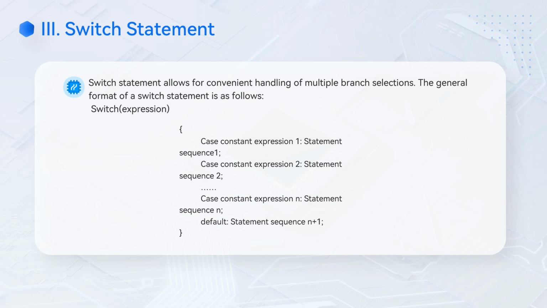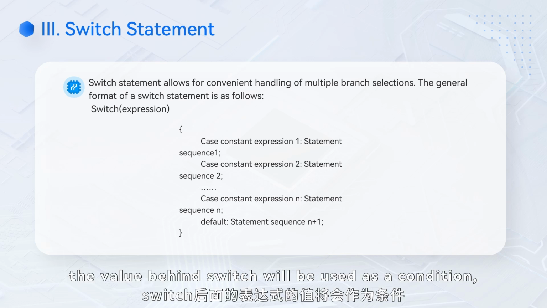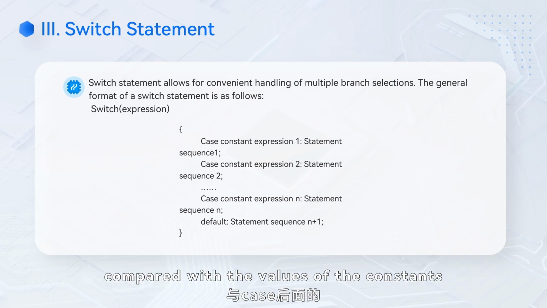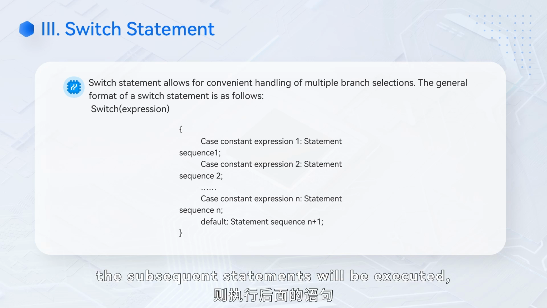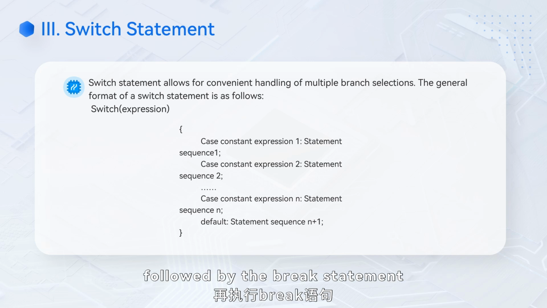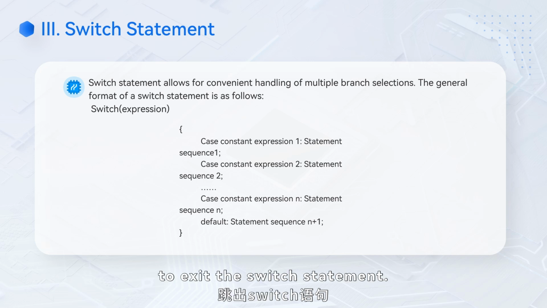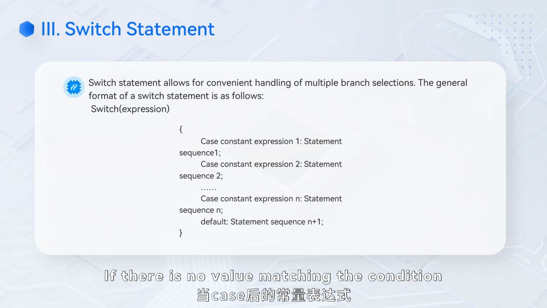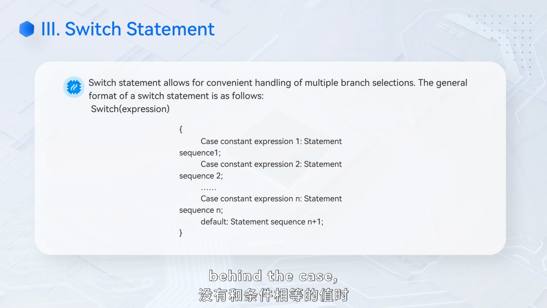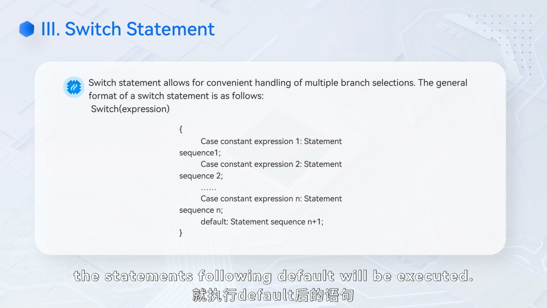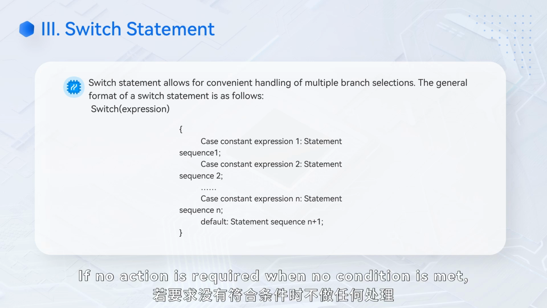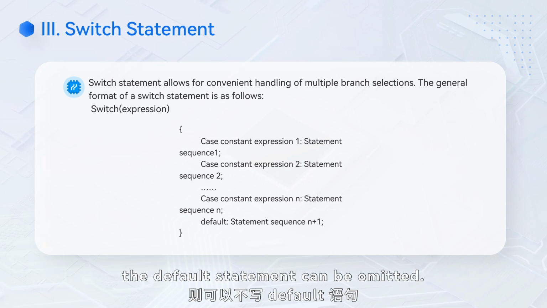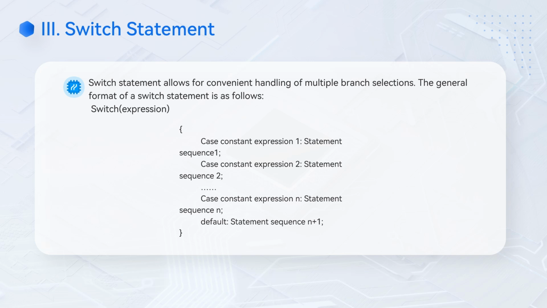During operation, the value behind switch will be used as a condition, compared with the values of the constants behind each case. If they are equal, the subsequent statements will be executed, followed by the break statement to exit the switch statement. If there is no value matching the condition behind the case, the statements following default will be executed. If no action is required when no condition is met, the default statement can be omitted.